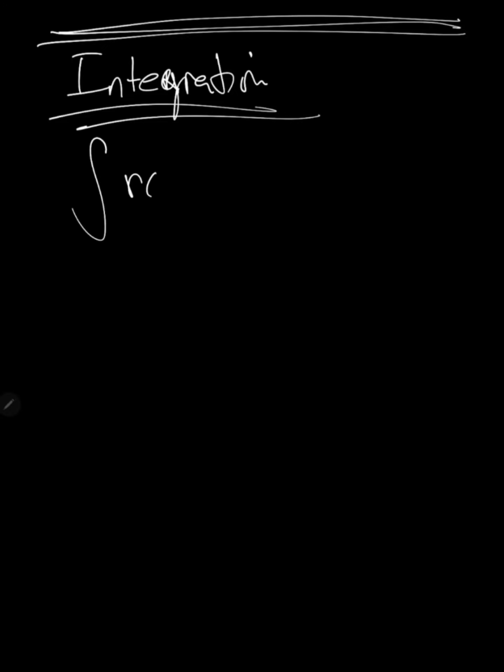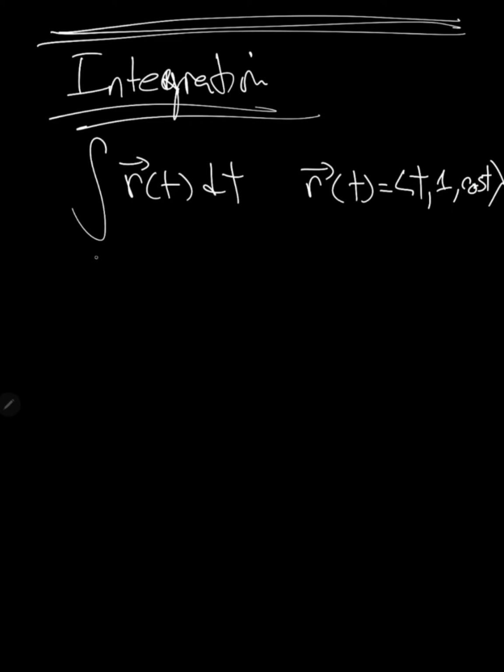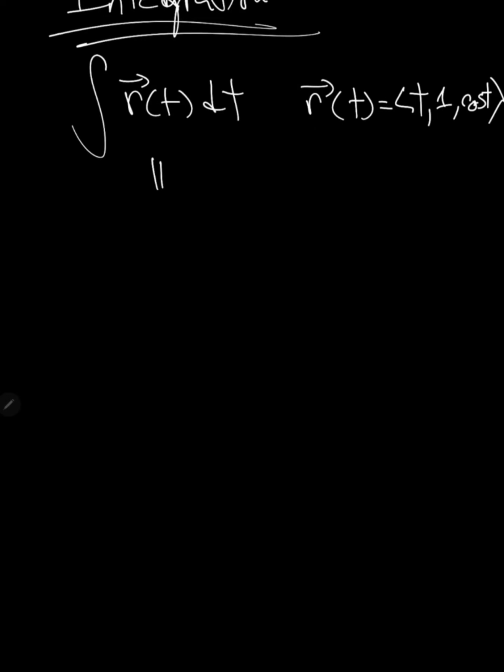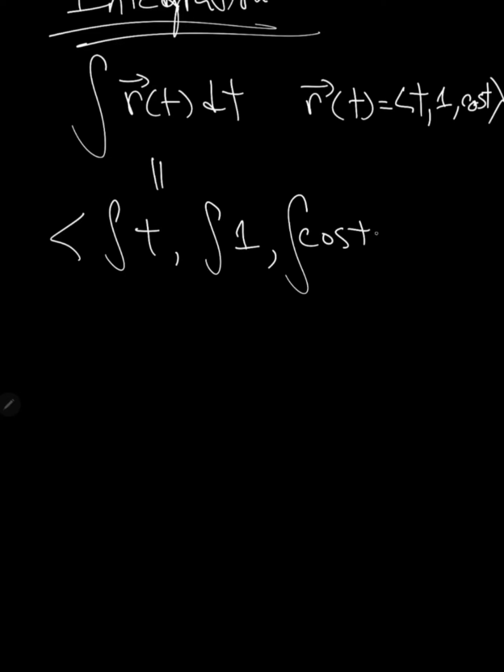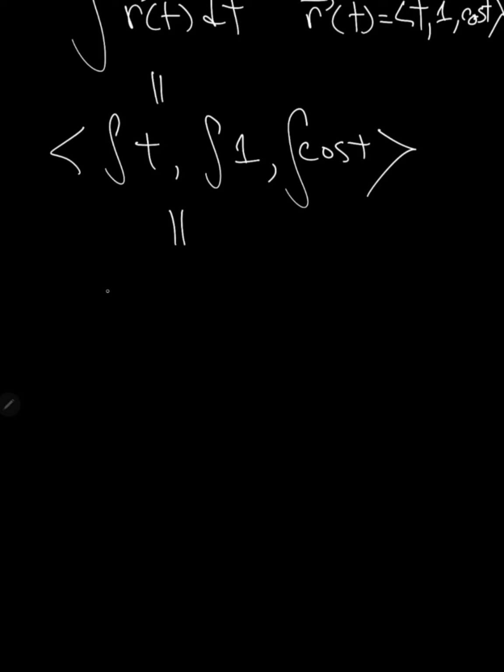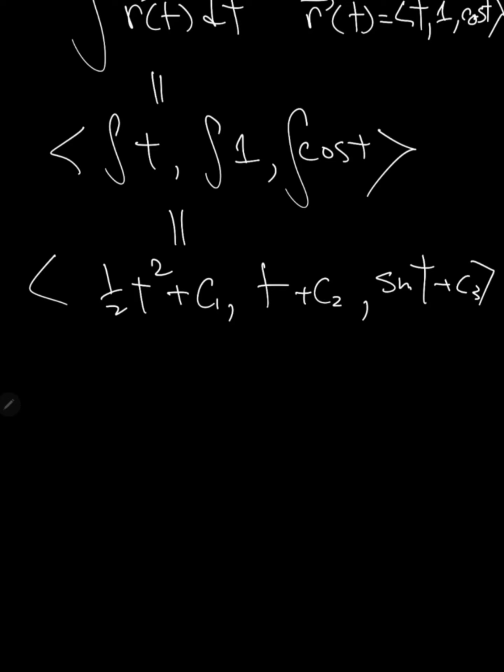So if you want to integrate r of t dt, where r of t is, say, t, 1, cos t, that would just be the vector valued function you get when you integrate t, integrate 1, and integrate cos t. So we would get 1/2 t squared, comma t, comma sine t. And just as with one variable calculus, you better remember your constants. Let me call them C1, C2, C3.